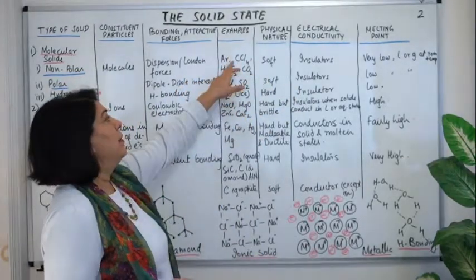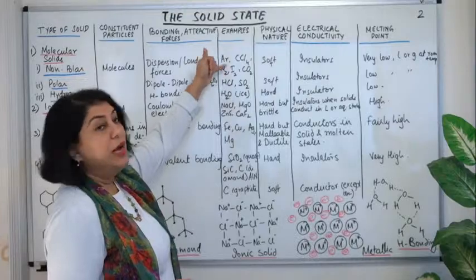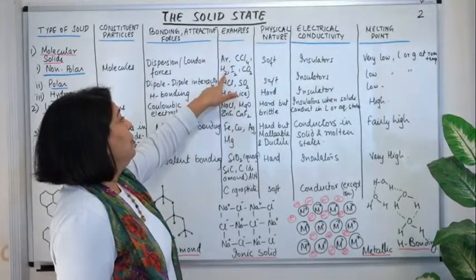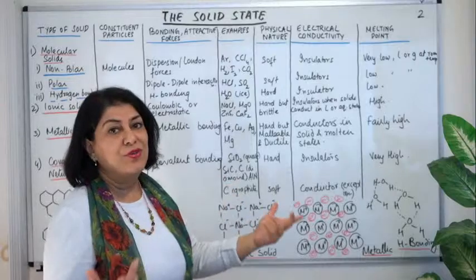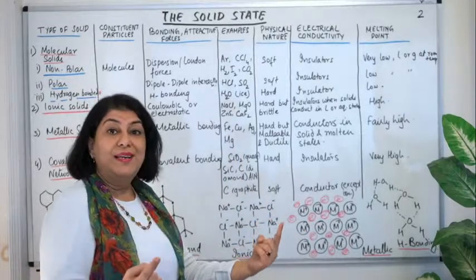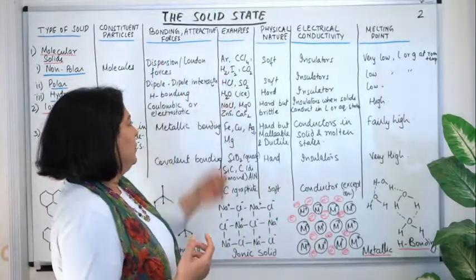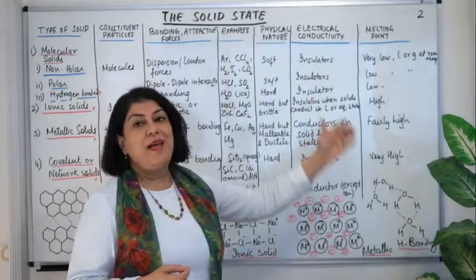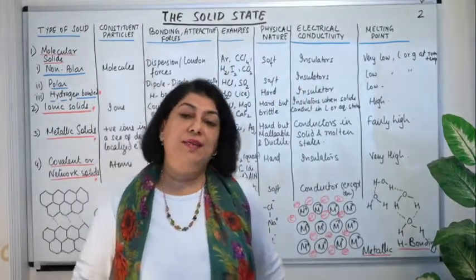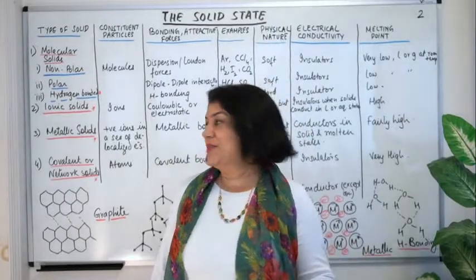Examples are argon, carbon tetrachloride, hydrogen molecule, iodine molecule. You see, these are molecules which have the same element, two atoms of the same element. Obviously, no electronegativity difference. They are both identical, no charge separation. So they would be non-polar molecules. Carbon dioxide, these are all examples of non-polar molecules, and they would act as solids at low temperatures.